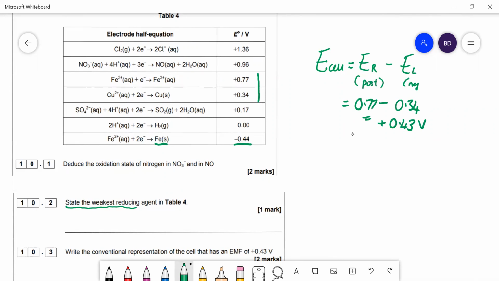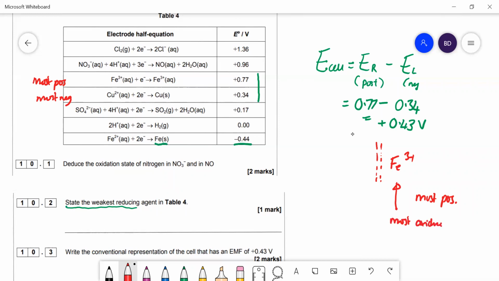Right, but it asks us to write the conventional representation of the cell that has an EMF of 0.43 volts. So, which is the most positive of these? It is the iron, and this is the most negative. Now, you draw your salt bridge as a dotted line, and the convention is to put the most positive on the right. Then you put your two species in. I will write down Fe3+ next to the salt bridge, because it should be the most oxidized species that goes next to the salt bridge. And then I'm going to do a comma and Fe2+.